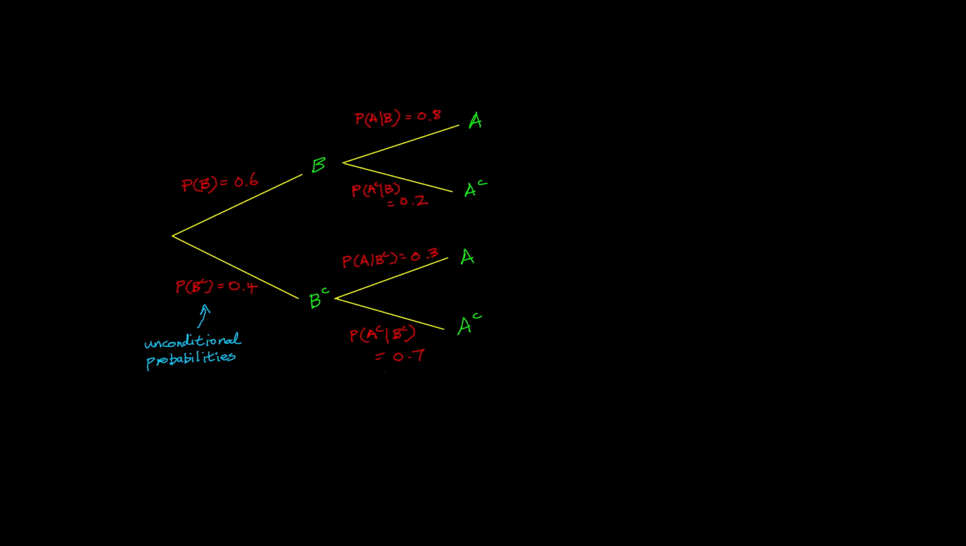Next, we have the probabilities of A or not A occurring, and those are called, for obvious reasons, conditional probabilities. In this analysis, A depends on whether B did or did not previously occur, and therefore those probabilities are referred to as being conditional.